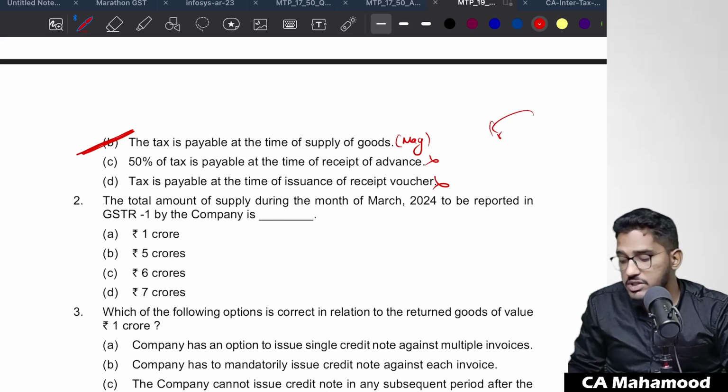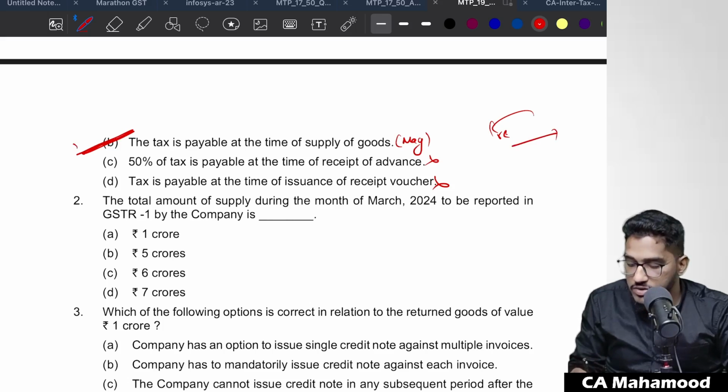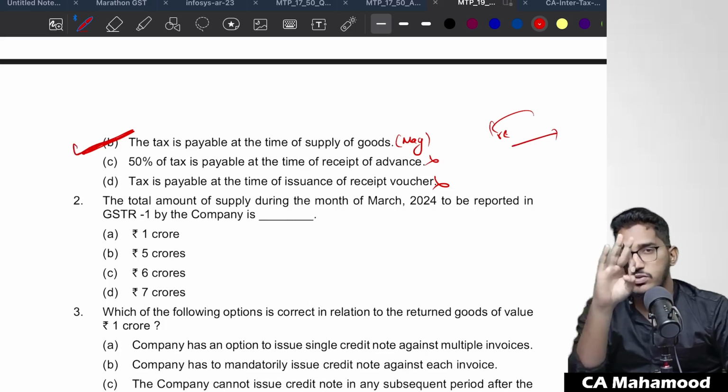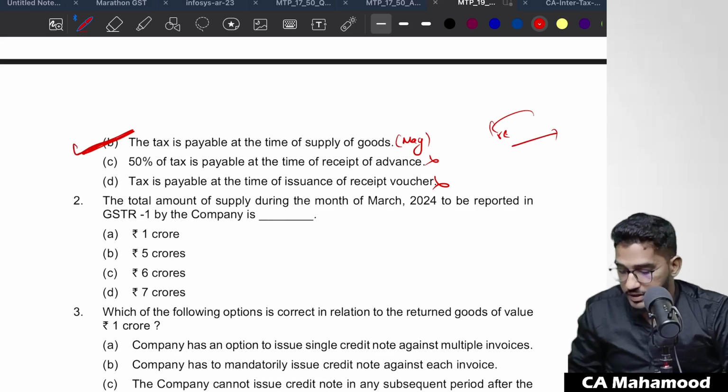When you receive the advance, you will give a receipt voucher. Even though you give the receipt voucher and declare it in that return, you are still not required to pay the tax on that. You will pay the tax only when you issue the invoice. Clear? So that's why the tax is payable at the time of supply of the goods, not at the time of receipt of advance. Next one.